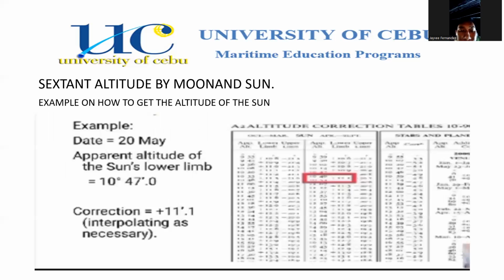Next page. This is the example on how to get the altitude of the sun. Example: date equals May 20. Apparent altitude of the sun's lower limb is 10 degrees 47 minutes. Altitude correction equals 11 minutes point 1, interpolating as necessary.